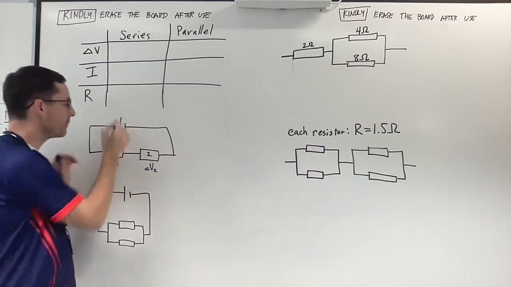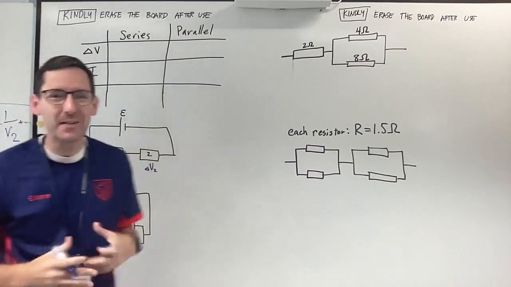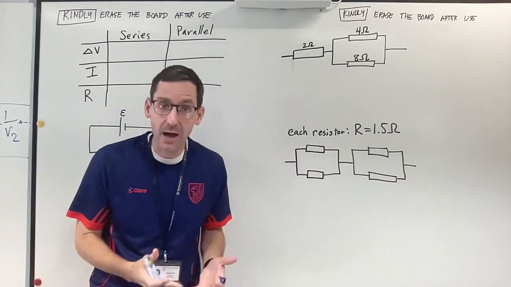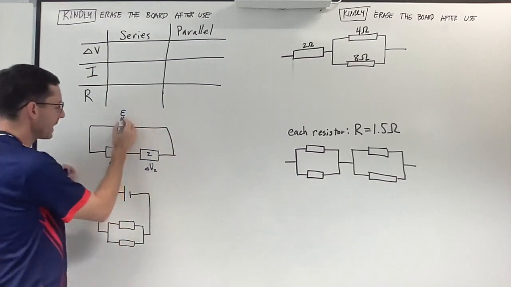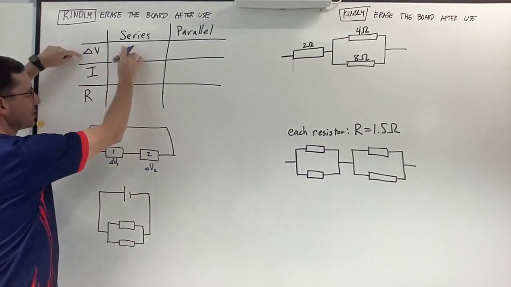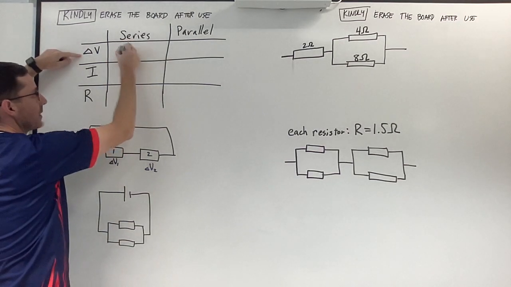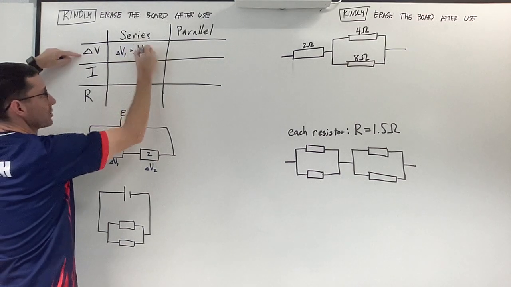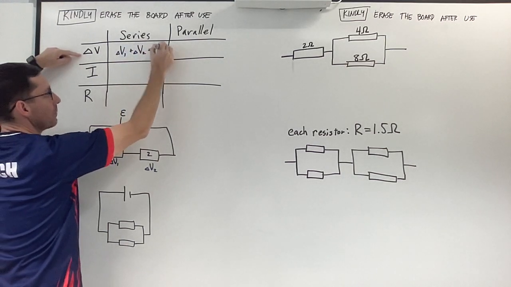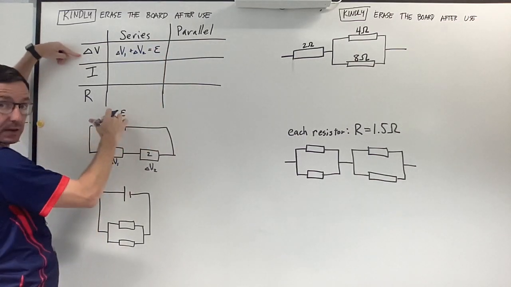That should be equal to the total potential or the EMF that's being provided by our battery, by our cell, by our power source. So when we look at the potential difference, we will say that the potential difference of the first resistor plus the potential difference of the second resistor must add together to give us the potential that's being provided here.